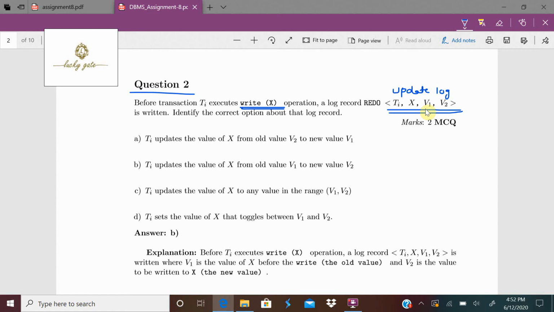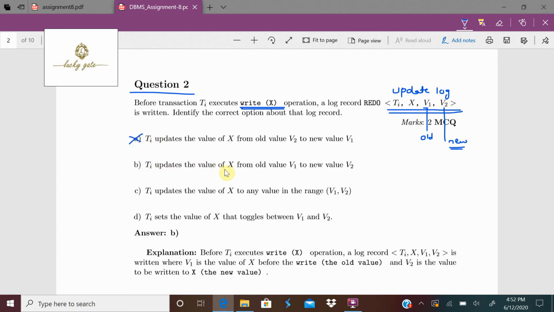For recovery, it requires storing its old value. Here V1 I am calling the old value and V2 the new value. Both are required to be maintained in the log records. Now look, option A, Ti updates the value of X, old value V2, it is incorrect. Old value is V1, new value is V2, so option A is wrong.